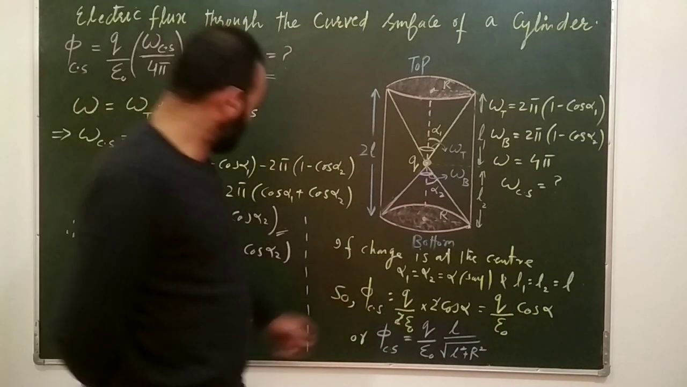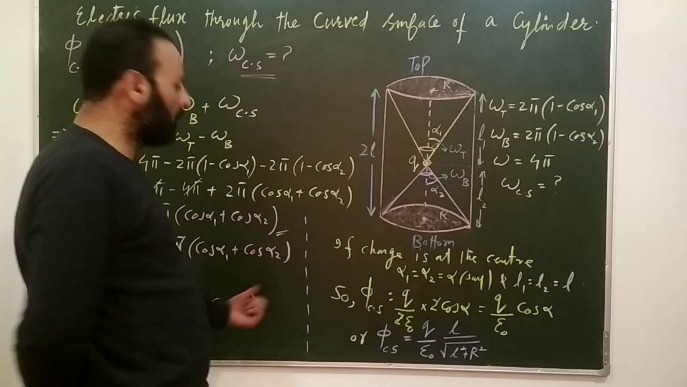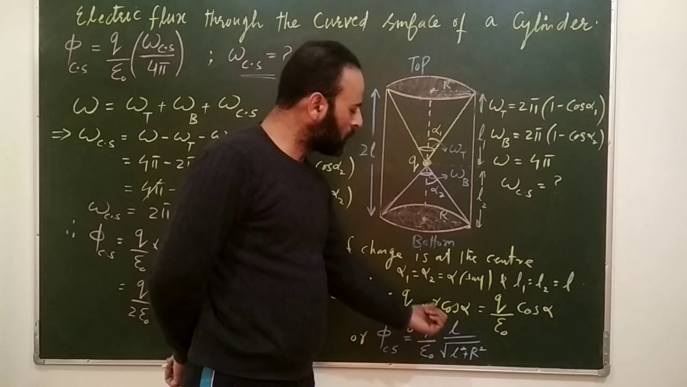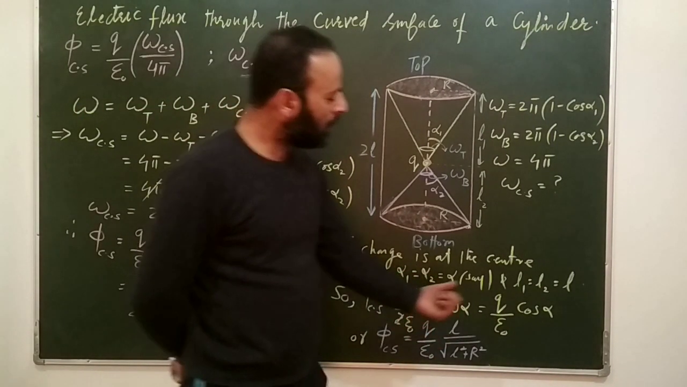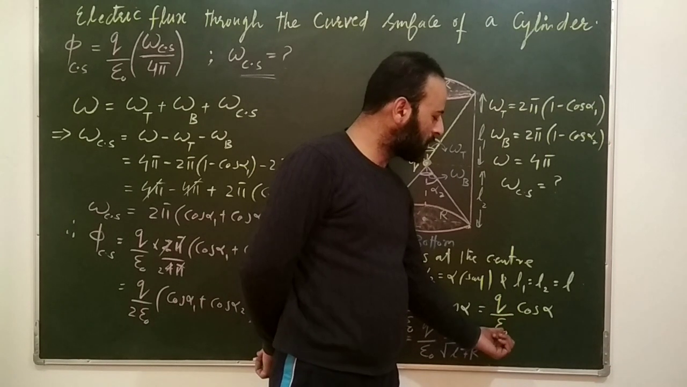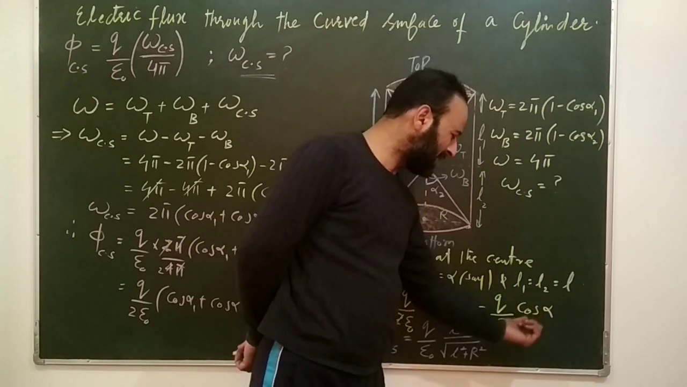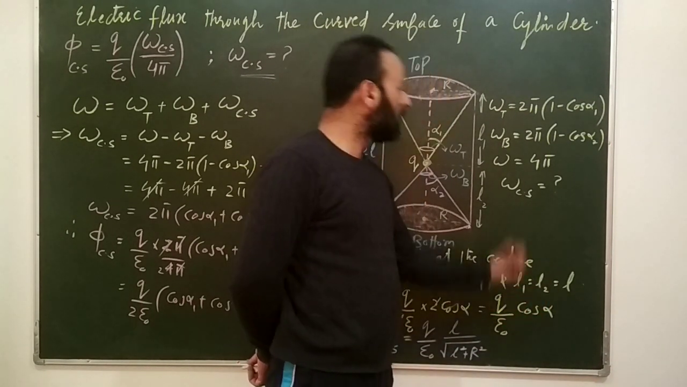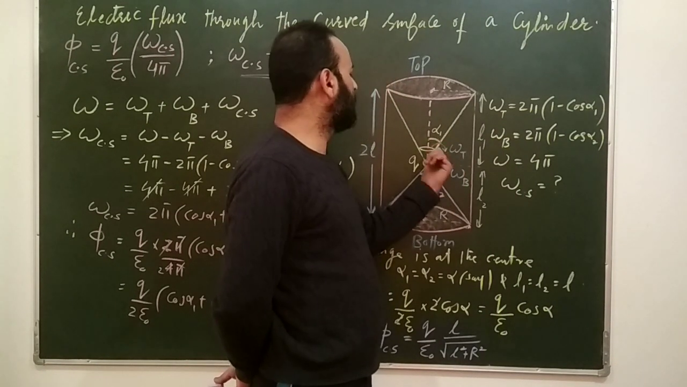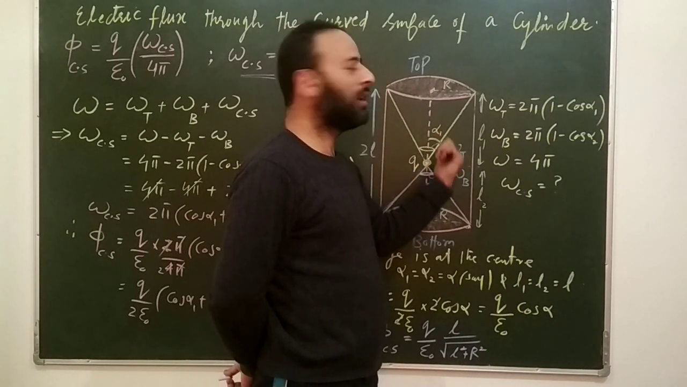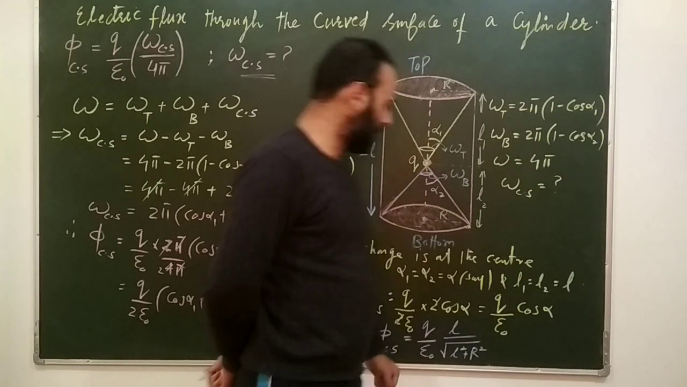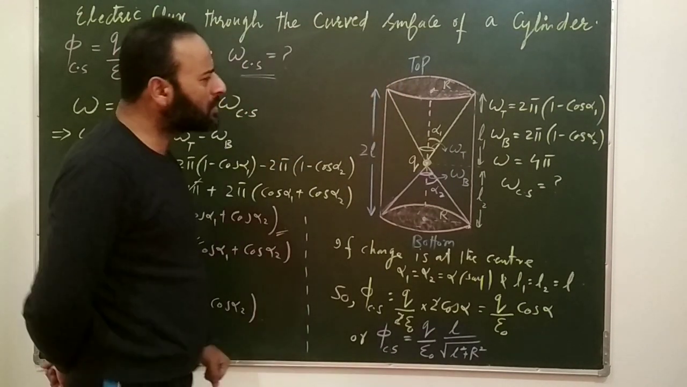times, for alpha 1 and alpha 2, I write alpha. So it is 2 times cos of alpha. So we get Q divided by epsilon naught times cos of alpha. So this is now the flux through the curved surface when the charge is at the center of the axis of the cylinder. Now what is cos of alpha?